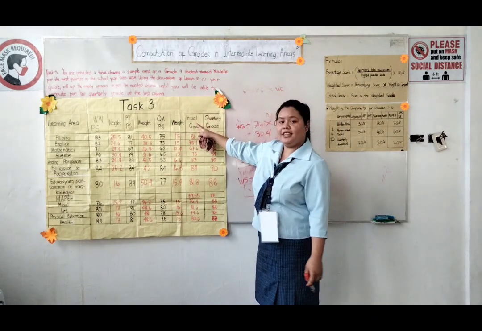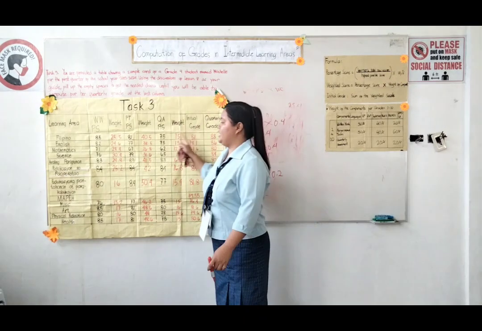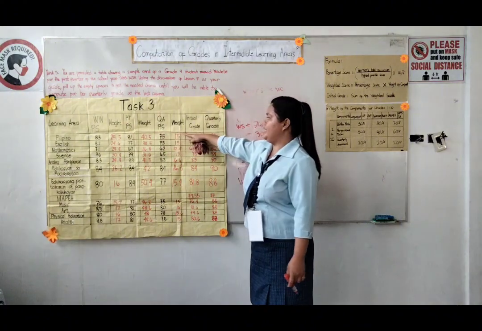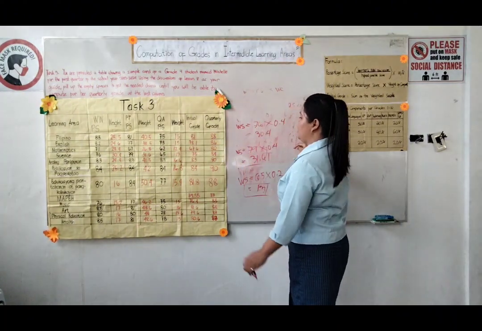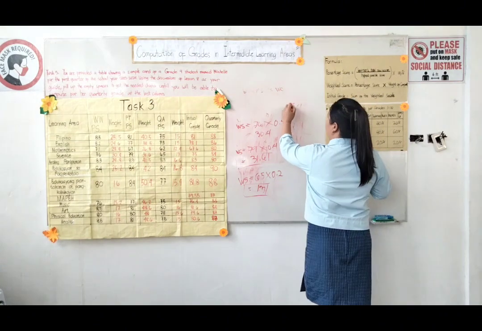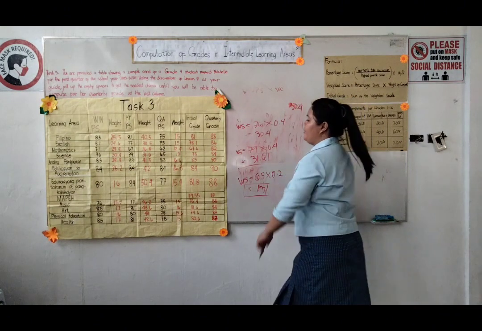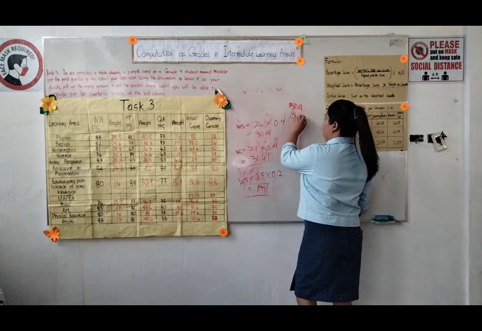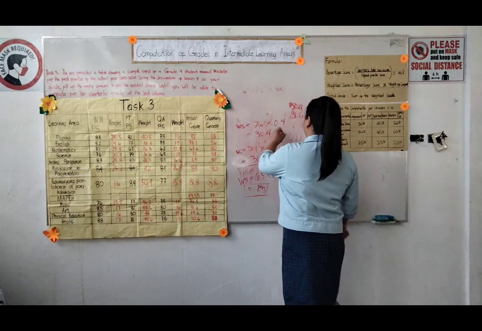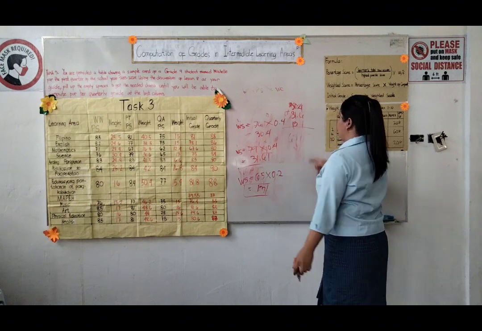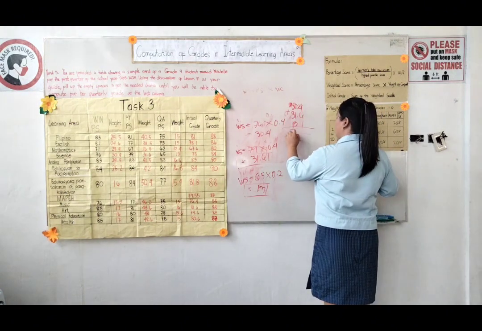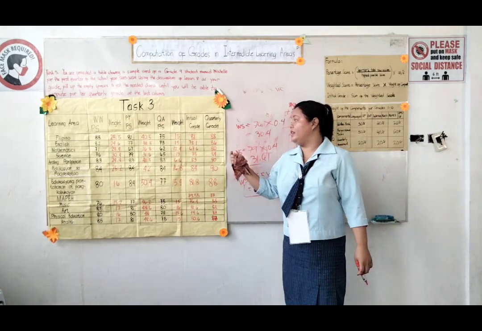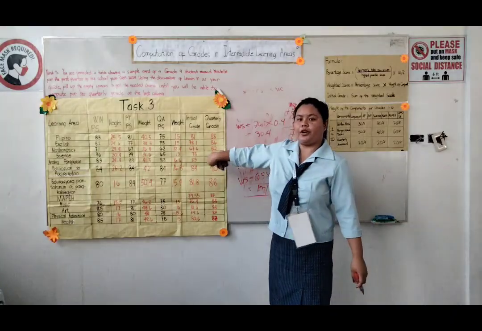So in order to get the initial grade, again, we need to add all the weighted scores from written works, performance standards, and quarterly assessment. So we have 38.4 here, 31.6, and 13. Add all of this, so we got 75. So 75 in the transmutation table is equivalent to 84.